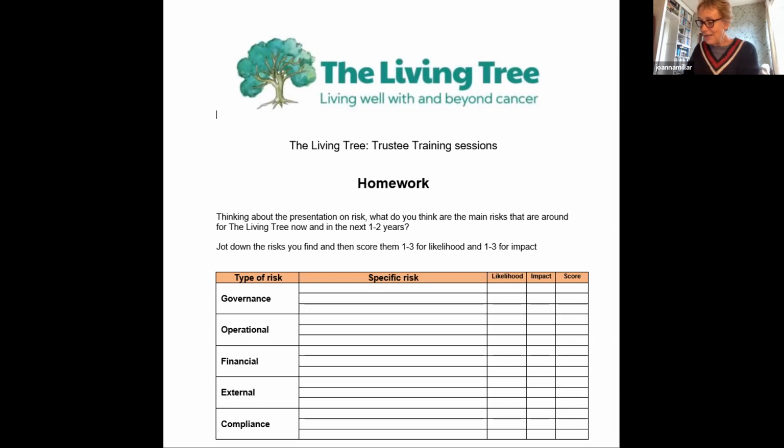So I thought likelihood of that is 3, but the impact is 2, because as a group of trustees, we feel that that is a financial cost that we can probably offset if we need to. So I put that there.